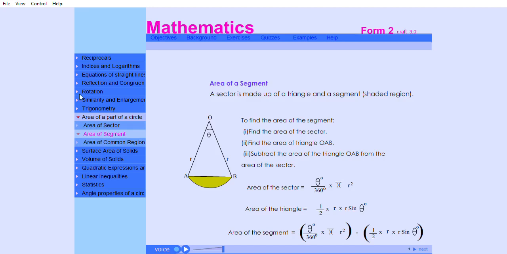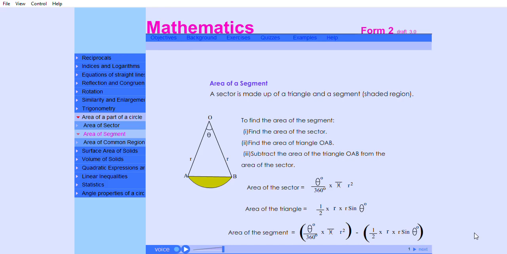Area of the segment. A sector is made up of triangle OAB and a segment, the shaded part. To find the area of the segment: find the area of the sector, find the area of triangle OAB, then subtract the area of triangle OAB from the area of the sector.